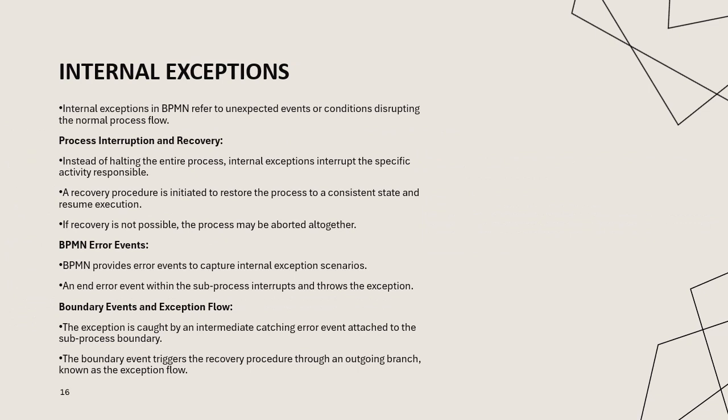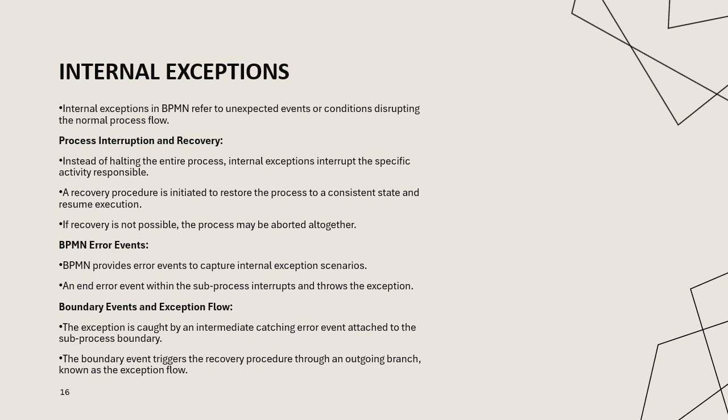Internal exceptions. In BPM, internal exceptions refer to unexpected events or conditions that disrupt the normal flow of a process. Instead of stopping the entire process, handling exceptions involves interrupting the specific activity responsible. Following interruption, a recovery procedure is initiated to restore the process to a consistent state and resume execution. If recovery is not possible, the process may be aborted altogether.